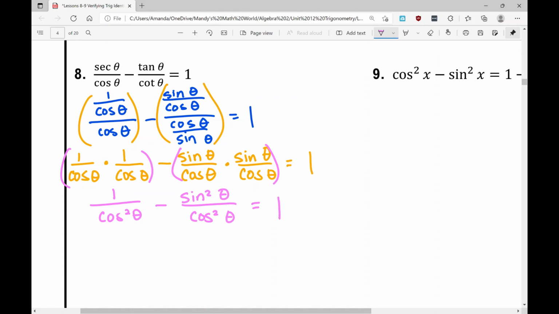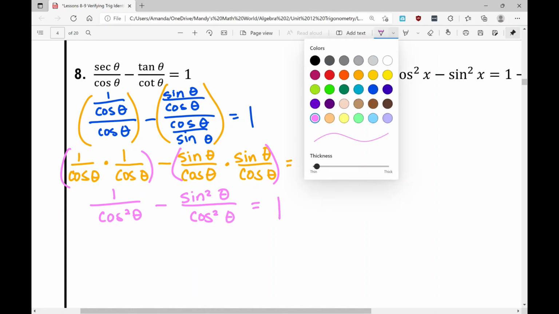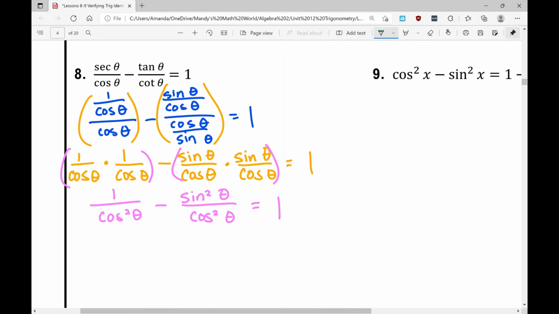Doesn't it? Okay. And now what do we got here? Let's change to, what color do I want? Green. So now I'm subtracting these fractions. Do I have a common denominator? I do. So can I combine the numerators? I sure can. 1 minus sine squared theta over cosine squared theta is equal to 1.